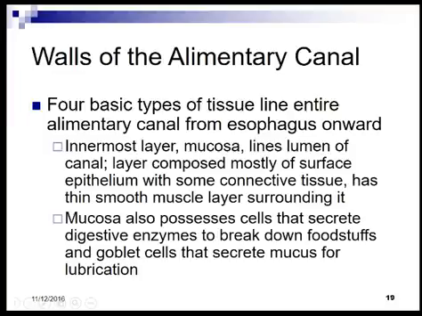The walls of the alimentary canal have 4 basic types of tissue that line the entire tube, or the canal, from the esophagus down. The innermost layer is a mucosa, which lines the lumen of the canal, so the surface area where the food is coming in contact. The layer is composed mostly of surface epithelium with some connective tissue and has a thin, smooth muscle layer surrounding it. Mucosa also possesses cells that secrete digestive enzymes to break down foods and goblet cells that secrete mucus for lubrication.